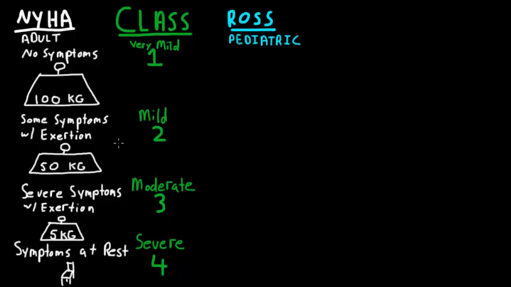So now that we understand that in the NYHA index we're getting mild symptoms in class 1, and the symptoms are getting more severe as we move down through the levels. Let's talk about pediatric heart failure and what those symptoms and indexes look like. So let's focus on the Ross index first.